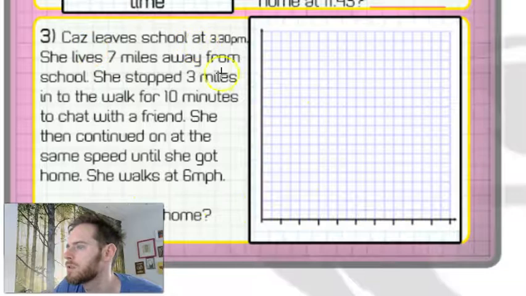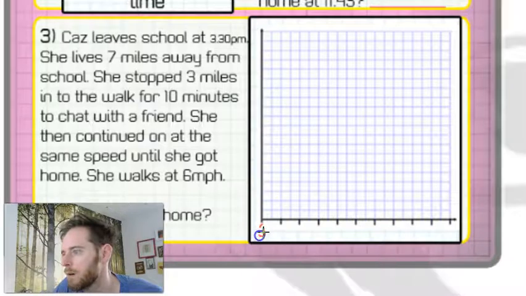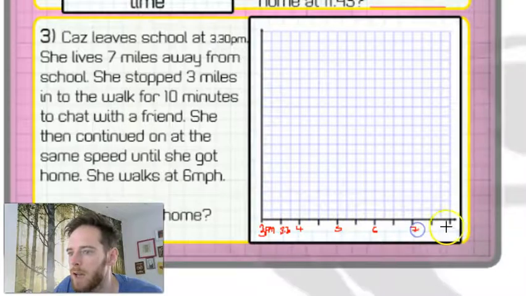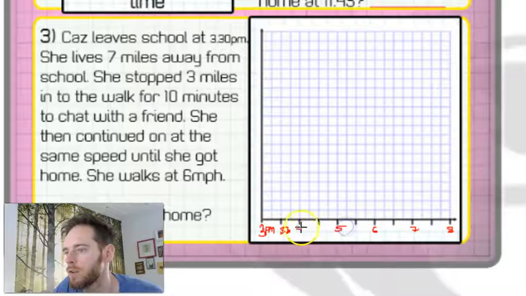So if she leaves at 3:30, let's make this first number here 3 p.m. Now I'm not going to write p.m. on all of them. But there we can make that 3:30. We can make that 4. I'm just going to write 5, 6, 7, 8, just in case it takes ages to get home. We don't know yet, do we? So there we go. We've got the scale going on there.